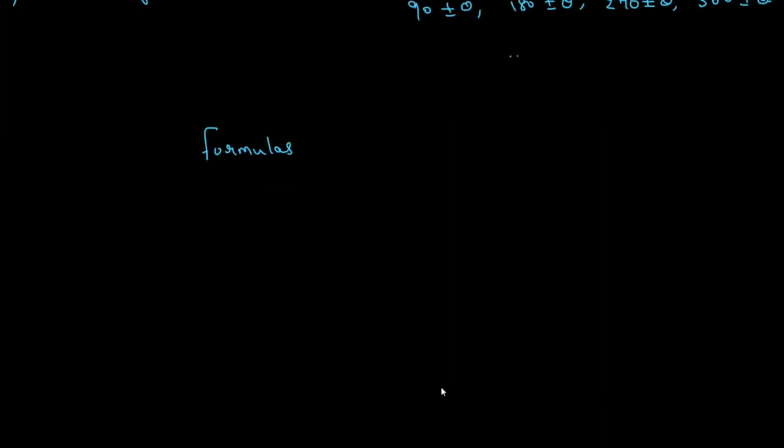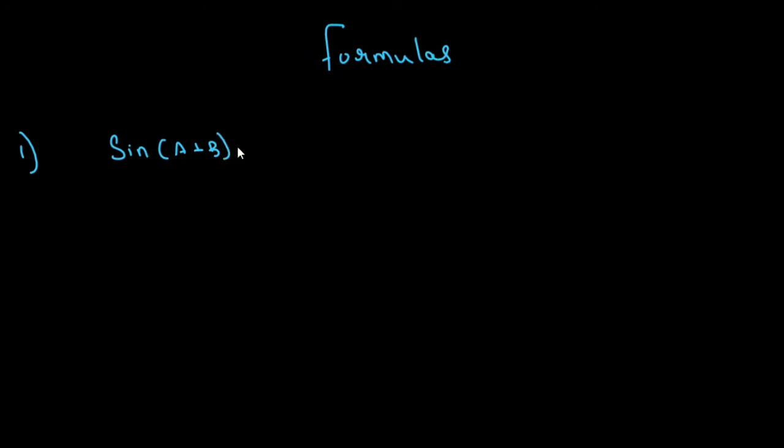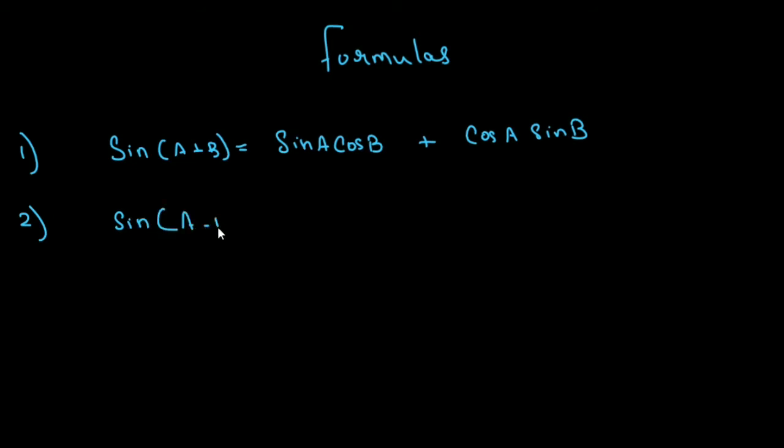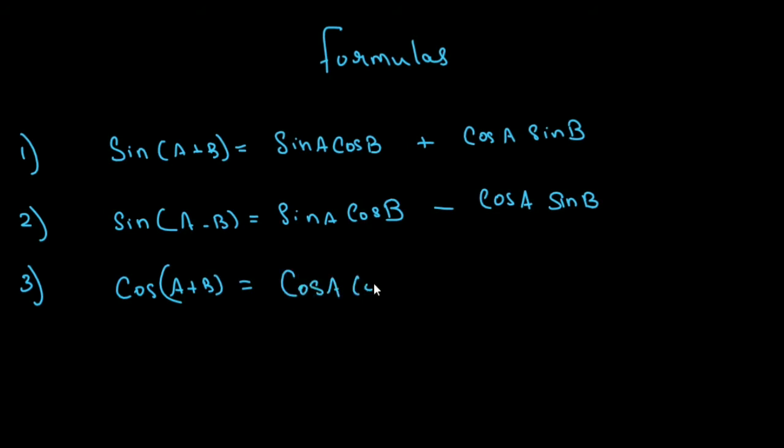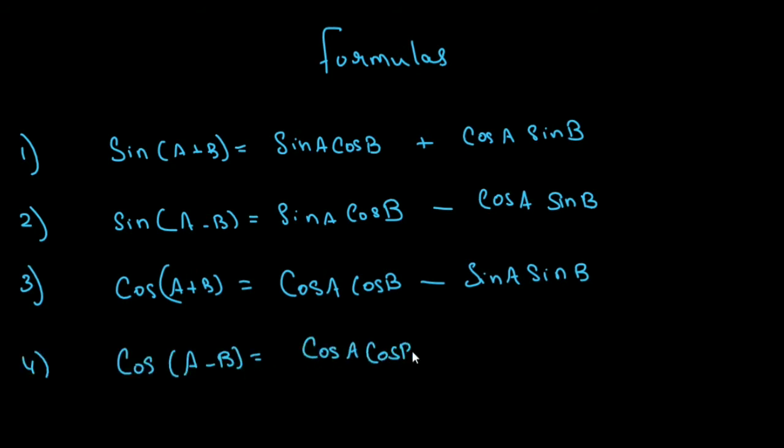Now, next is formulas. The first one is sin A plus B is equal to sin A cos B plus cos A sin B. The second formula is sin A minus B is sin A cos B minus cos A sin B. Third, cos A plus B is cos A cos B minus sin A sin B. Fourth one, cos A minus B is cos A cos B plus sin A sin B.